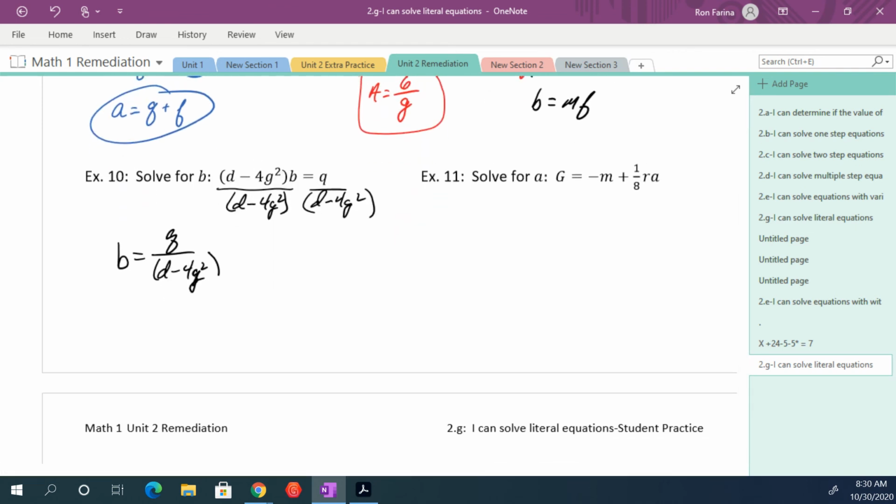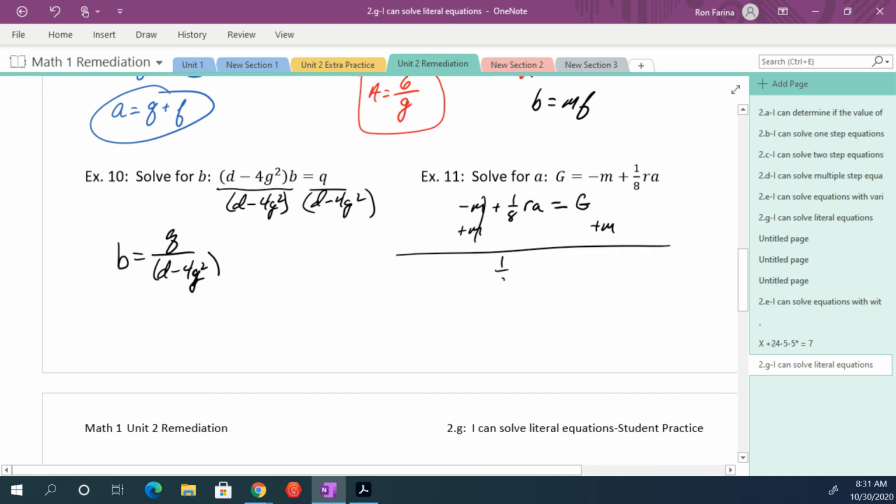Now the last one. When I go to solve for A here, I'm going to rewrite this problem as negative M plus 1/8 A, or sorry, RA equals capital G. Now, the first one here I'm going to get rid of is the M. How do I get rid of it? I'm going to add the M. That would give me 1/8 R times A equals G plus M.